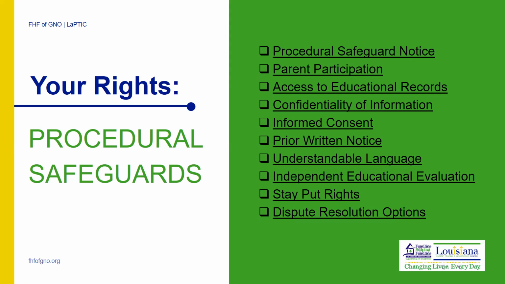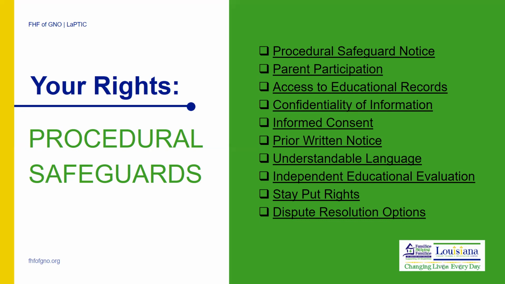Your rights are also referred to as procedural safeguards. Parents have quite a few rights. Parents have the right to receive a procedural safeguard notice, so you have the right to know about your rights. Parents have the right to participate in the special education process. You can access your child's educational records.